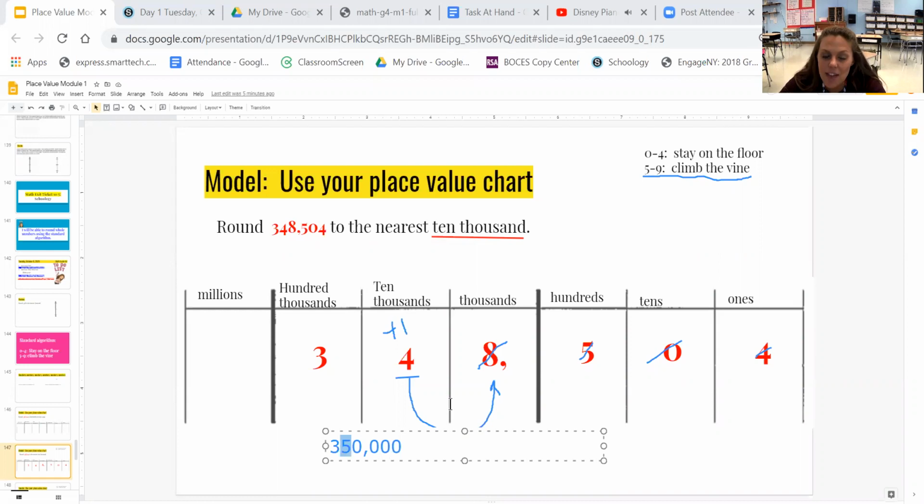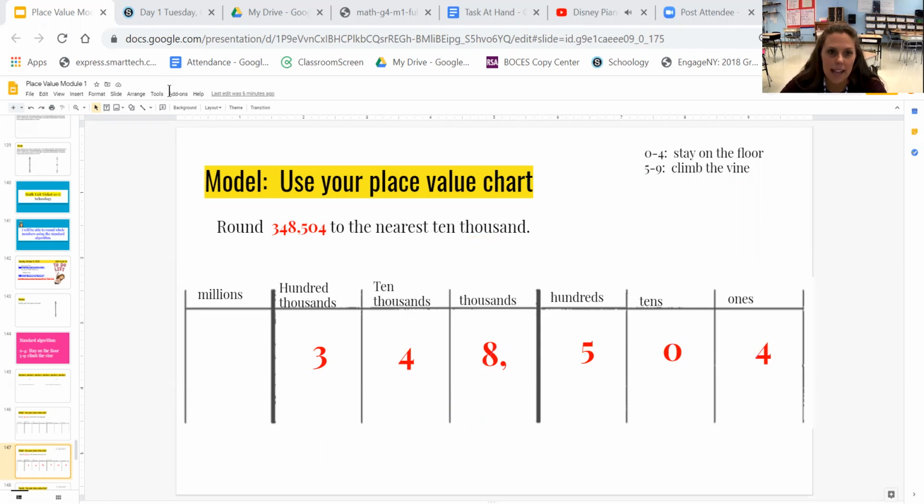Noticing that in that 10,000s place, that's the number that changed, or the last digit you'll see without zeros, because that's the place value we're rounding to. That's where we're trying to find our friendly number. Okay? So again, first, I just simply wrote my numbers out in my place value chart. I underlined the place value I'm working with. I look to my right, I say my riddle, and then I can round.